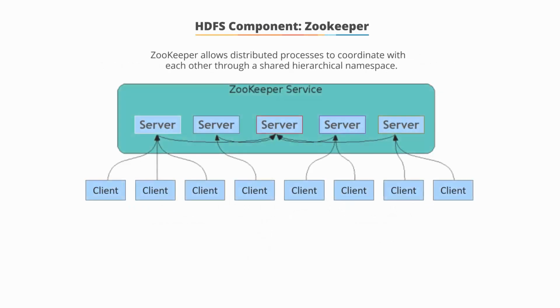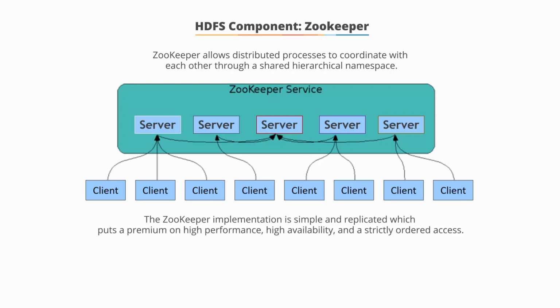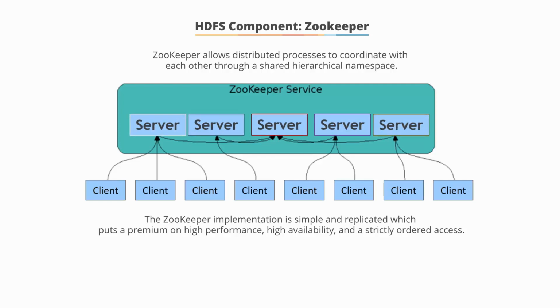Let's look at the Zookeeper component. Zookeeper allows distributed processes to coordinate with each other through a shared hierarchical namespace. The Zookeeper implementation is simple and replicated, which puts a premium on high performance, high availability, and strictly ordered access. The servers that make up the Zookeeper service maintain an in-memory image of state, along with the transaction logs and snapshots in a persistent store.